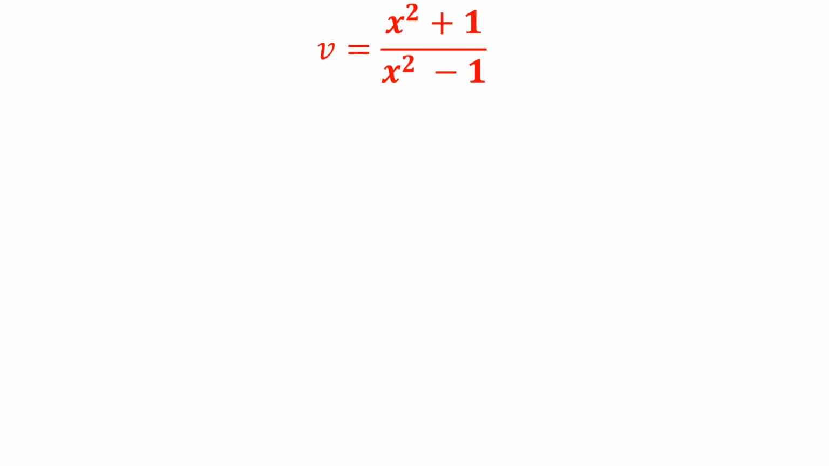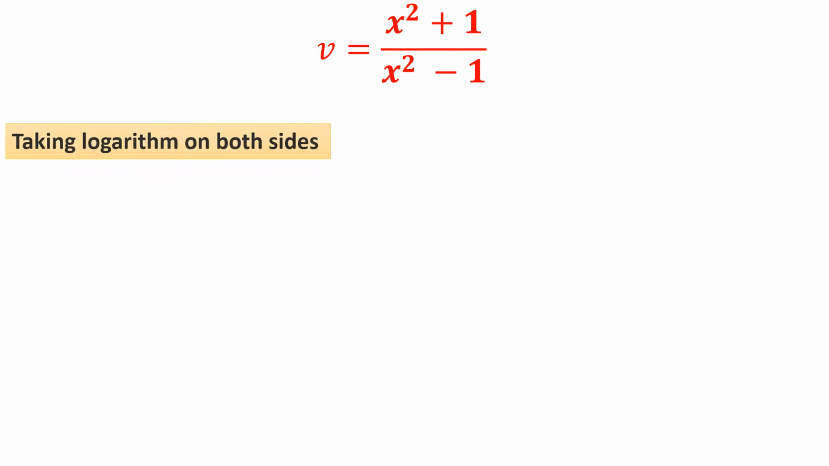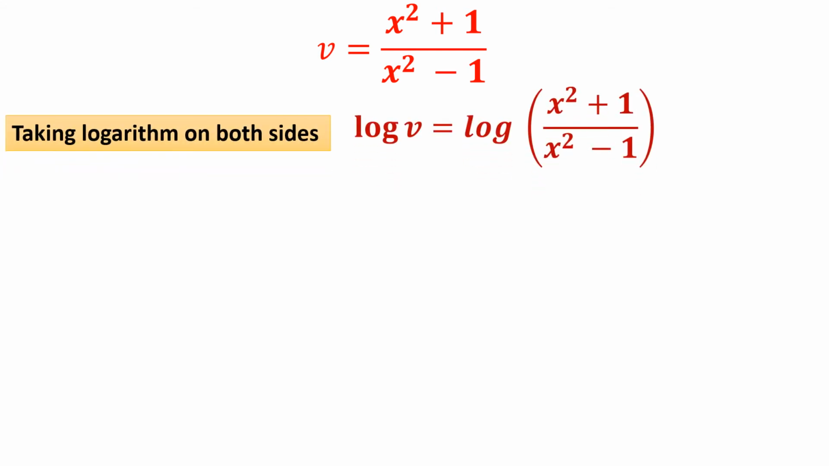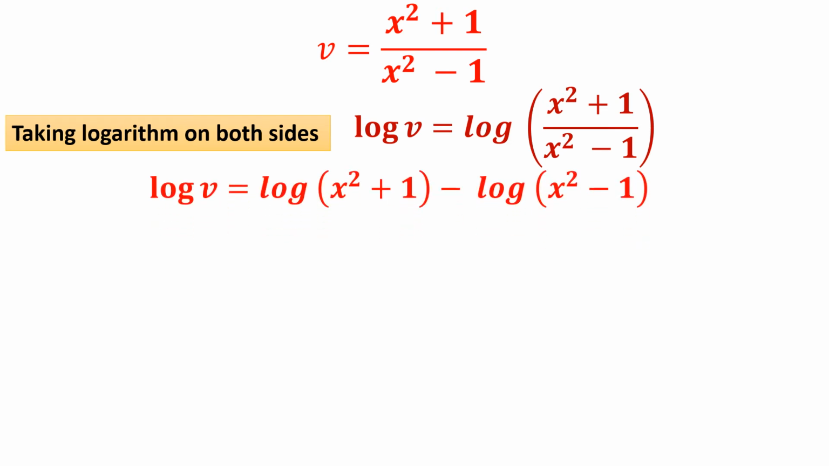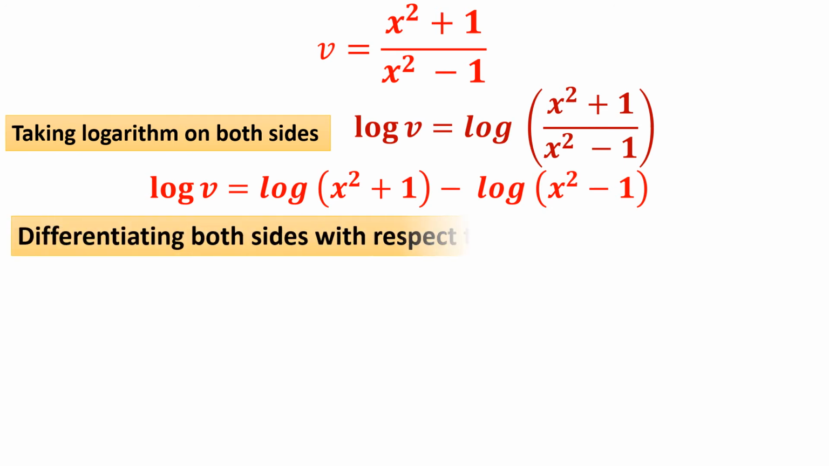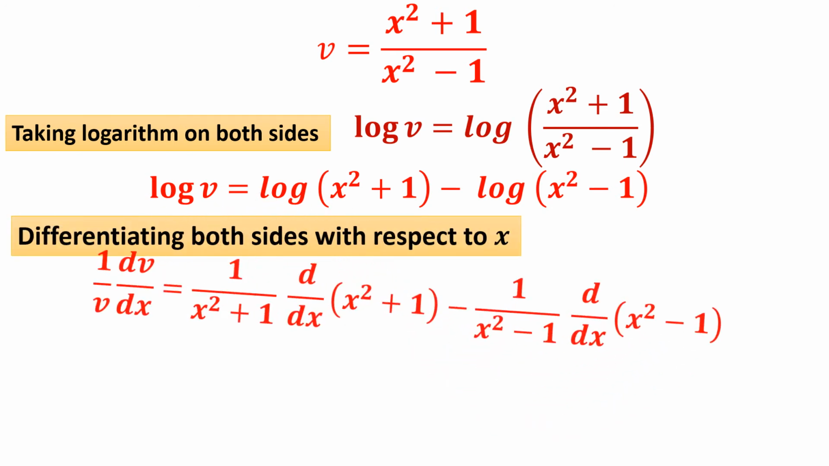We continue with v. Now this can be done by the u by v form also, that is the division rule. But if you take log, this problem will be very simple. log v = log of (x² + 1)/(x² − 1). By making use of the property of log, log of the numerator minus log of the denominator. Let us go for differentiation now.